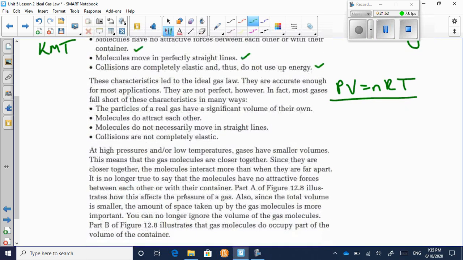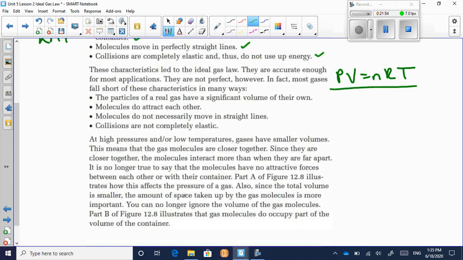So where it becomes most noticeable is at high pressures and or low temperatures. At very high pressures and at very low temperatures, gases have smaller volumes. In other words, they no longer meet that 22.4 ideal. This means that gas molecules are closer together. Since they are closer together, the molecules interact more than when they were far apart. It is no longer true to say that molecules have no attractive forces between them or with their container.